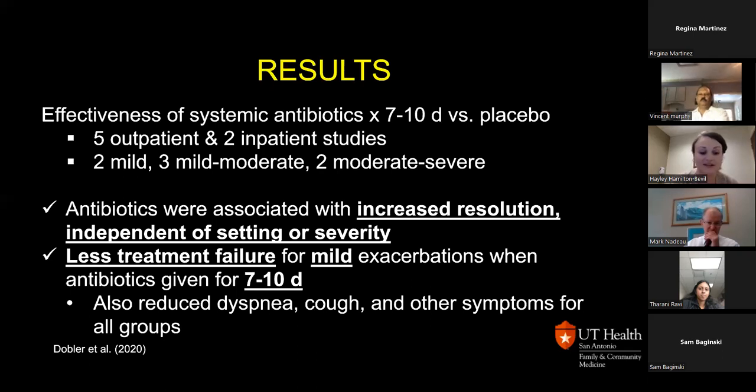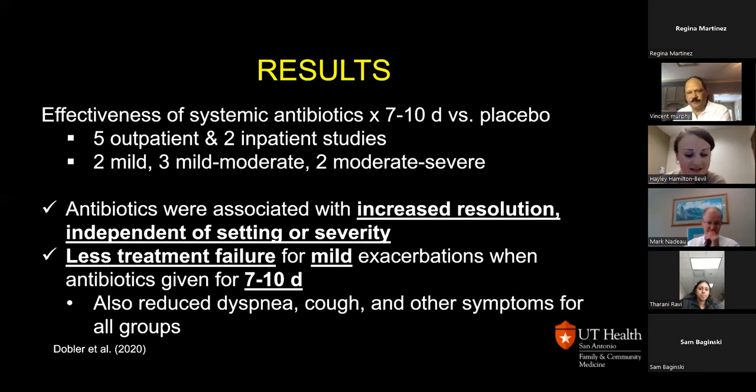They noted that there was less treatment failure for mild exacerbations when antibiotics were given for 7 to 10 days. They also noted that symptoms improved for all groups in the patients that received systemic antibiotics. The studies of treatment failure were not done in moderate or severe cases. Those were only done for mild cases, because I was a little bit confused and concerned about how someone would do treatment failure, but it was just 2 studies. And let's see what else.